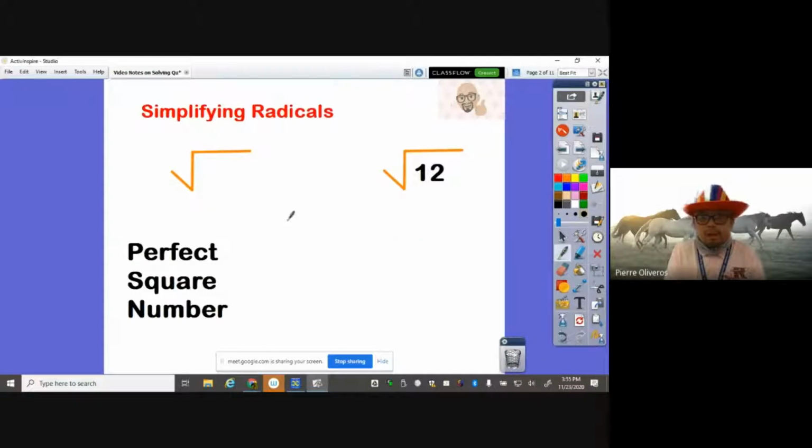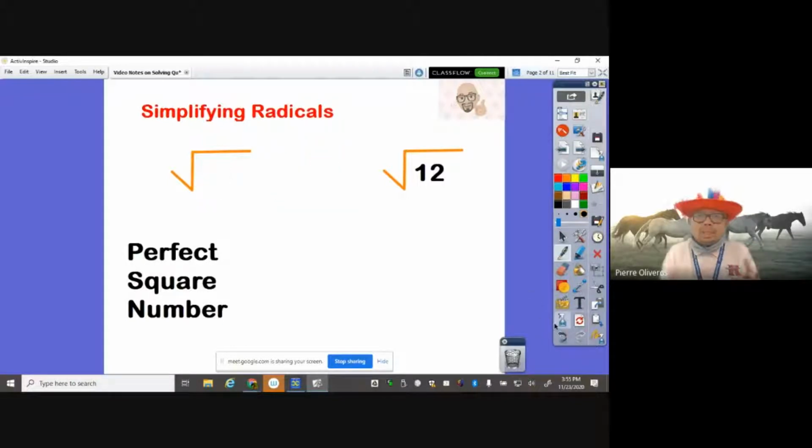So if you have a perfect square number, and you put it inside the square root, let's say square root of 25. What's the square root of 25? The answer is 5 there, okay? And negative 5, okay? 5 and negative 5. Because 5 times 5 is 25. Negative 5 times negative 5 is going to give you 25, okay?